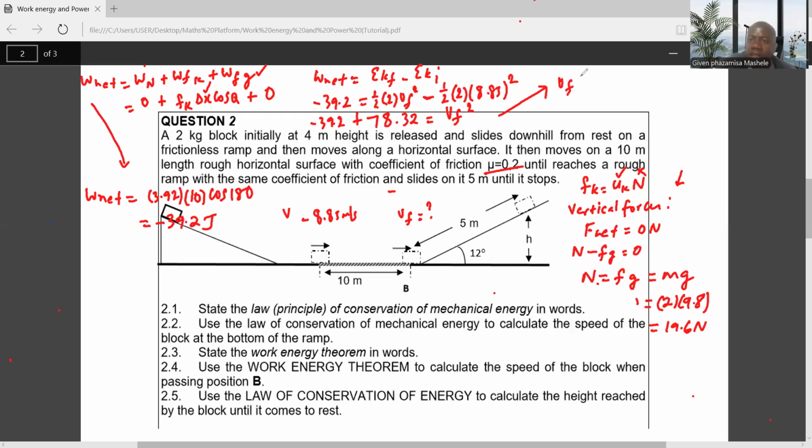The Vf squared will be 39.12, if I'm not mistaken. Then we put the root sign: the square root of 39.12. This will give us a speed of 6.25 meters per second. You see that the speed has decreased.